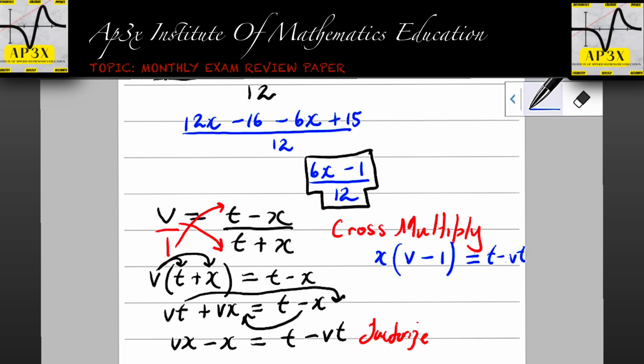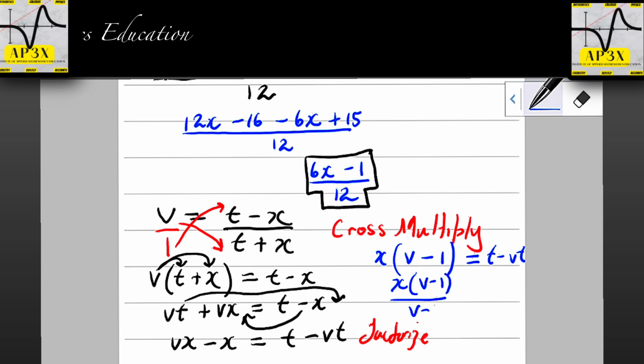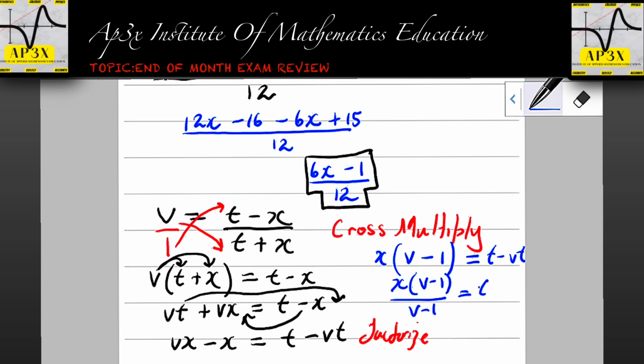Now that I only have x and the binomial expression v minus 1, I can simply divide both sides of the equation by v minus 1. And so that's going to be equal to, of course, t minus vt divide also by v minus 1. We spoke about that in our video tutorial. We have to balance the equation by dividing both sides by the unwanted term or expression.